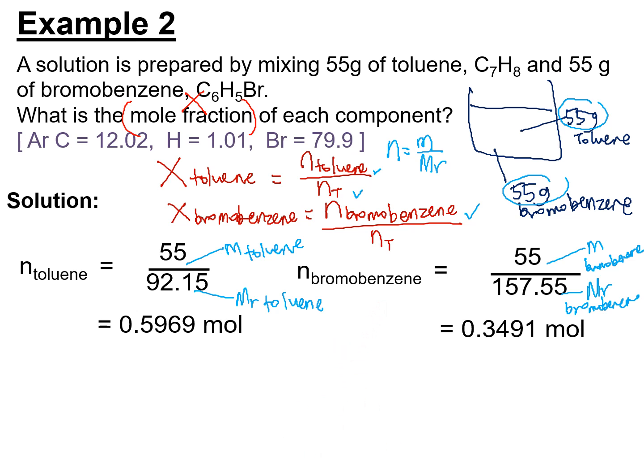Okay, so sekarang ni kita dah dapat number of mole of toluene. Kita dah dapat juga number of mole of bromobenzene. So macam mana nak kira total number of mole in the solution? Just tambahkan je lah, number of mole total will be number of mole of toluene campurkan dengan number of mole of bromobenzene. Sebab dia gunakan dua komponen ni je kan dalam solution.